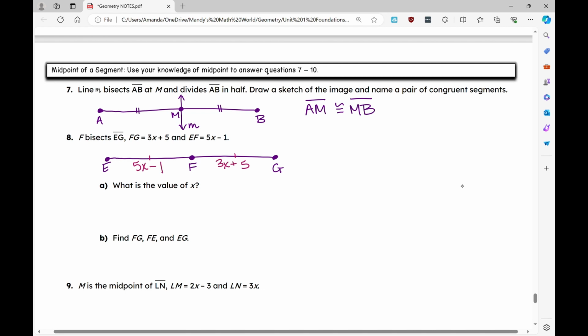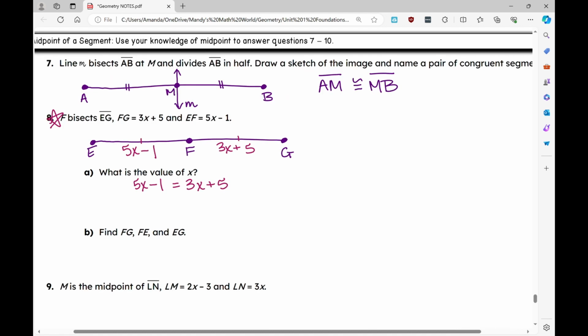So given this information, we drew a picture for it, okay? Draw a picture when you're given some information. A says, what is the value of x? Okay, if they're congruent, then I can set their lengths equal to each other, meaning I can say that 5x minus 1 is equal to 3x plus 5. And now we're going to solve for x. I'm going to subtract 3x from both sides, so I'm left with 2x over here. Oh, hold on.